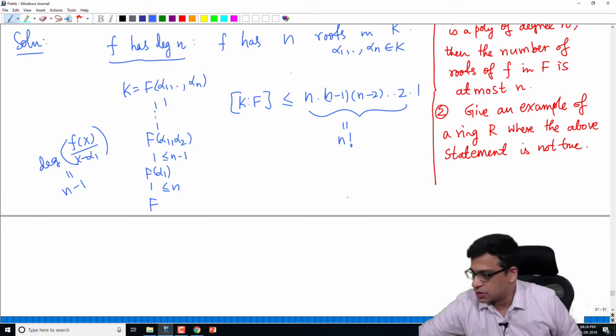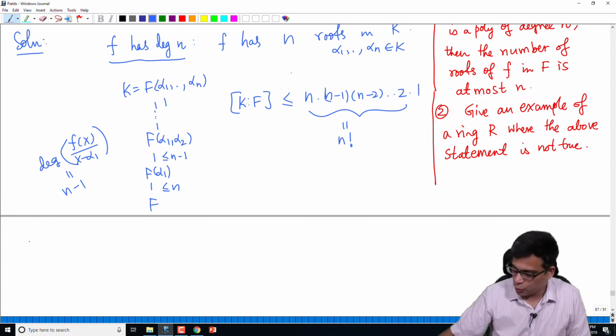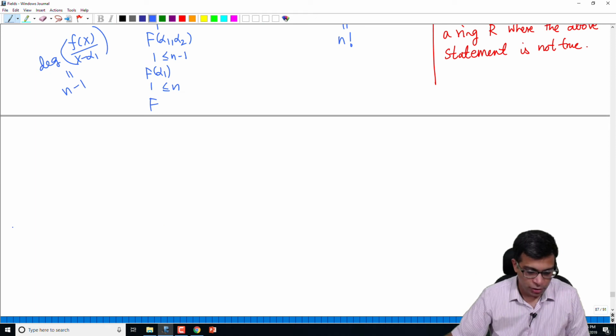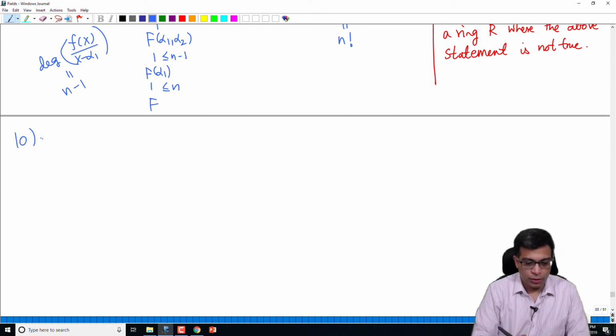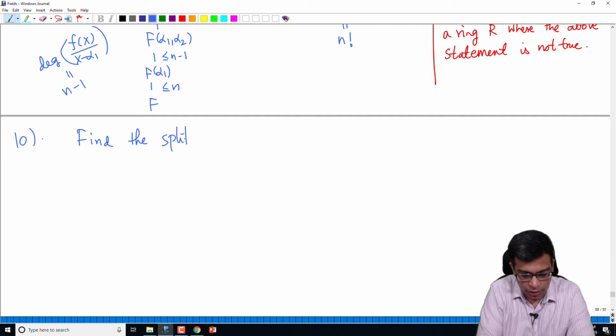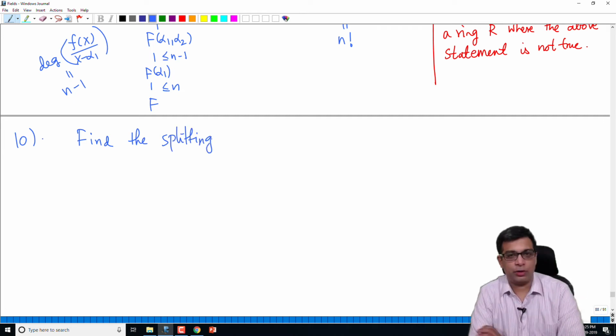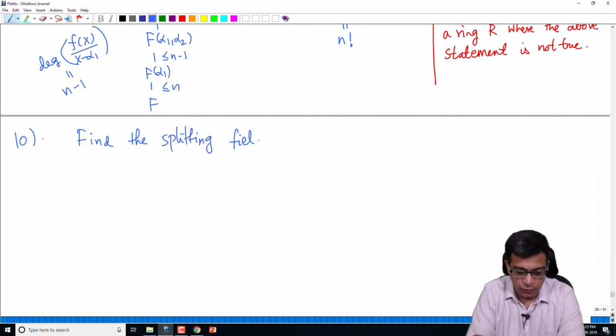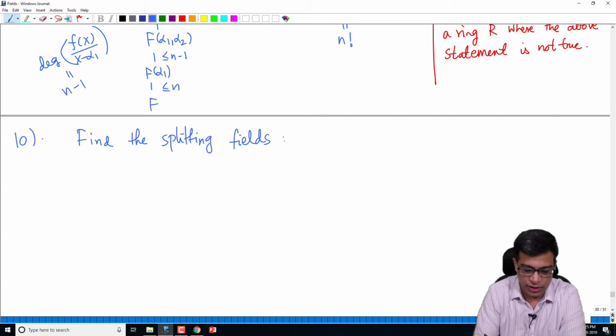So now, just to give a few examples, and these are problems related to splitting fields. Okay, so find the splitting fields. In the video when we talked about splitting fields, we did discuss this, but I want to just do some more examples. Find the splitting fields, and I will specify all of these are over Q.